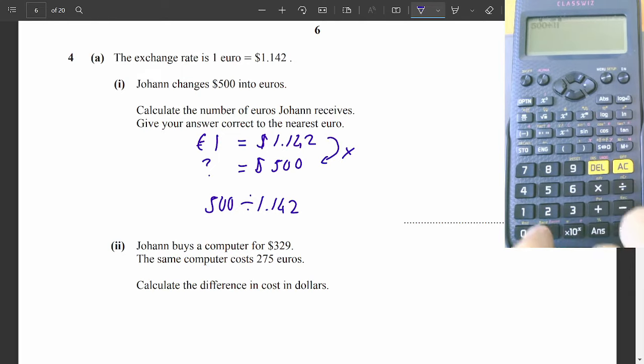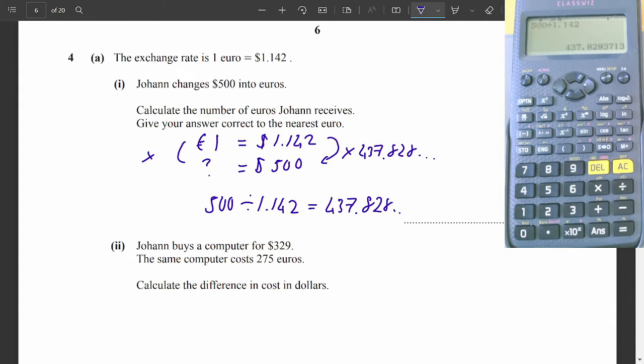500, 1.142 equals 437.828, etc. So we turned $1.142 into $500, so we need to do the same here. We need to multiply that by 437, etc.